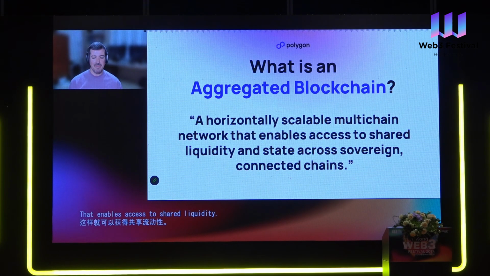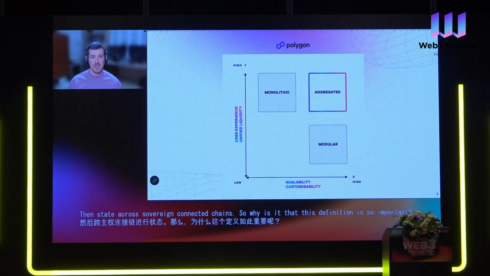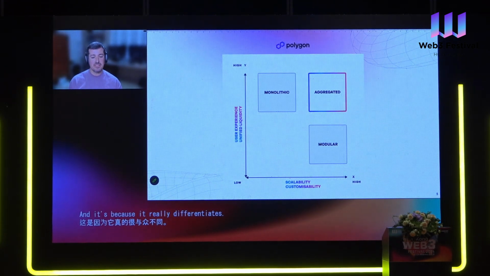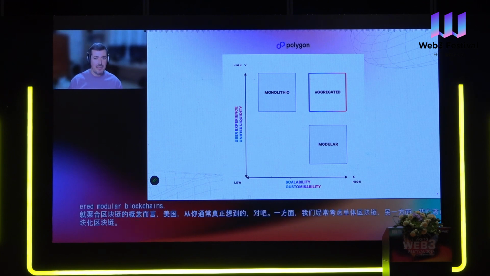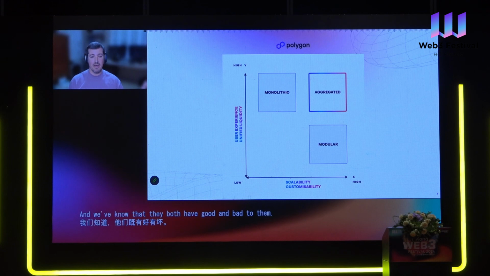So why is this definition so important? It's because it differentiates the concept of aggregated blockchains from what you've typically thought of, right? On the one hand, we've often considered monolithic blockchains. And on the other hand, we've considered modular blockchains. And we know that they both have good and bad to them, right? If we're considering a monolithic blockchain, you've got a blockchain that unifies liquidity, brings it all together, all the users are in one spot, generally easier to use, but it has certain constraints, right?